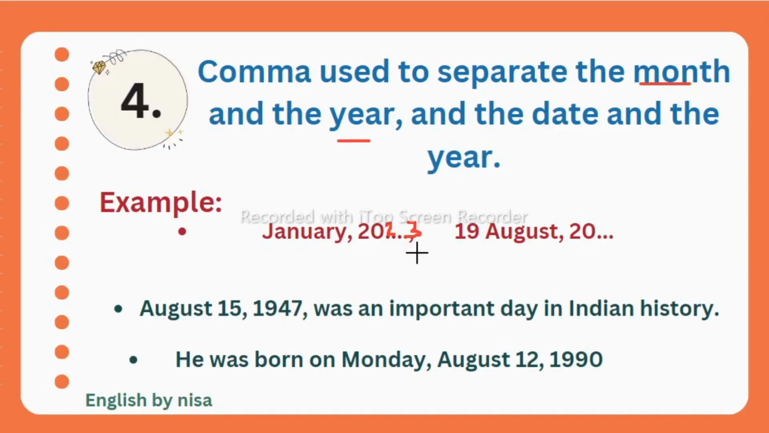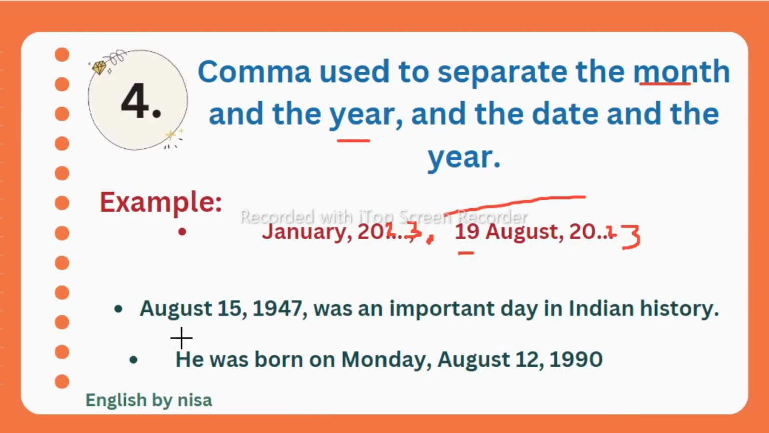So here this is the month and the year. January, comma, 2023, comma here again. If you are ending your sentence here, then you have to put a full stop here, no need for a comma. If you are describing your sentence further, then you have to use a comma here also after the year. The next one is 19 August 2023 again. So here we are separating this date, 19 August, comma, 2023, the year.